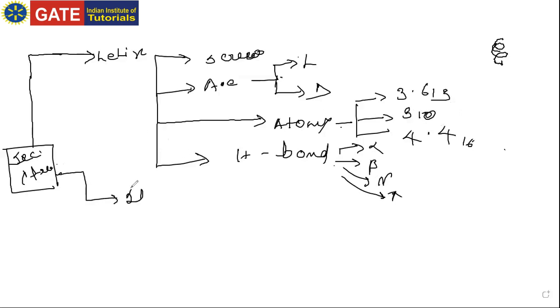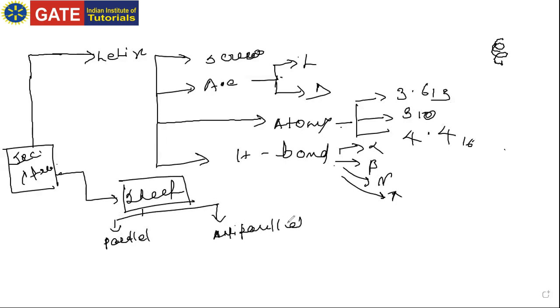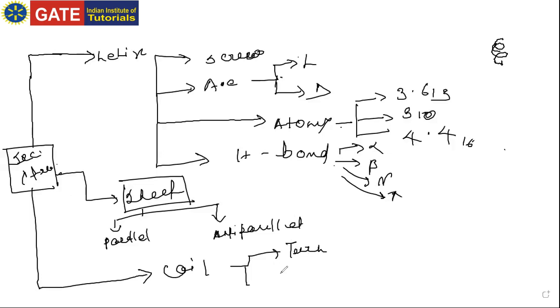And then the next structure is sheet. In sheet, we know there are parallel sheet and anti-parallel sheet. And coil, we have turn and we have loop. Understood? We have turn and we have loop.